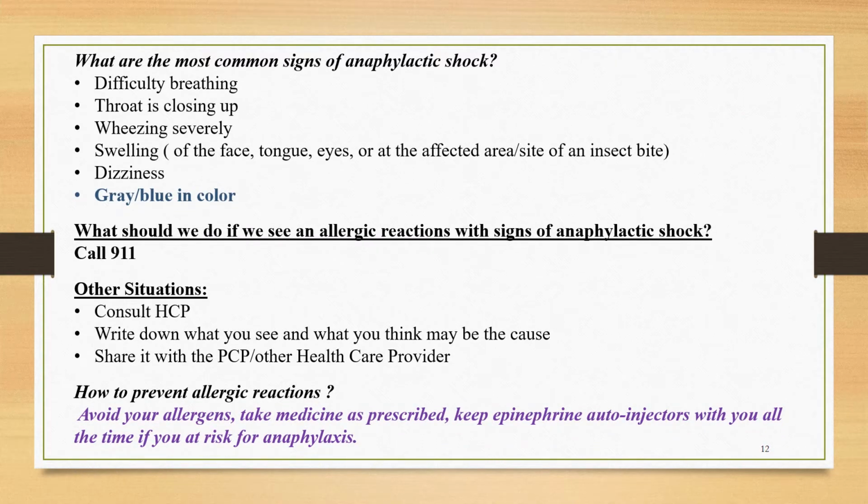What are the most common signs of anaphylactic shock? They are difficulty breathing, the throat is closing up, severe wheezing, swelling of the face, tongue, eyes, or at the affected area or site of an insect bite, for example, dizziness, and a gray-blue color. What should we do if we see an allergic reaction with signs of anaphylactic shock? Call 911 right away. For other situations, consult with a healthcare practitioner.